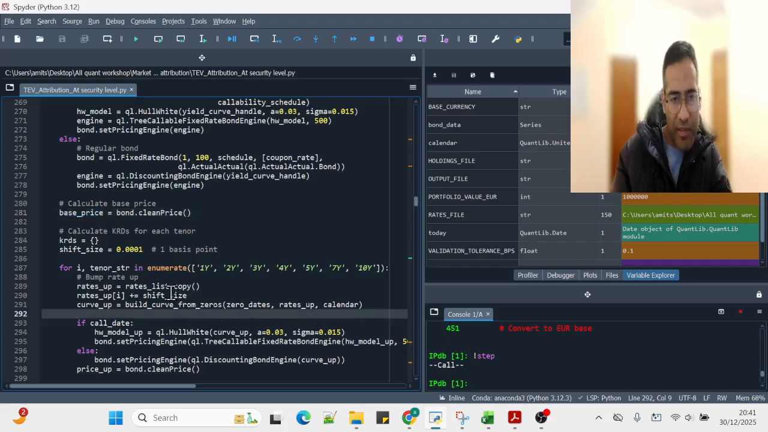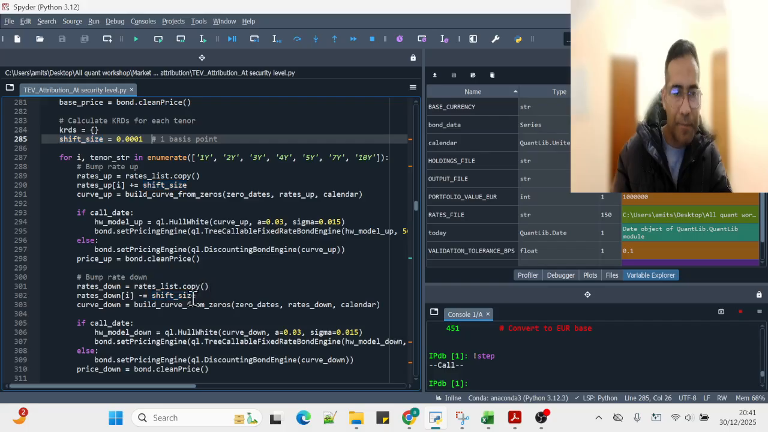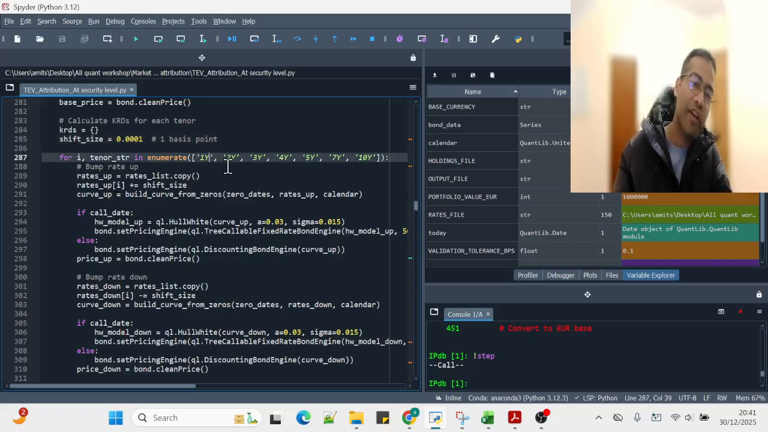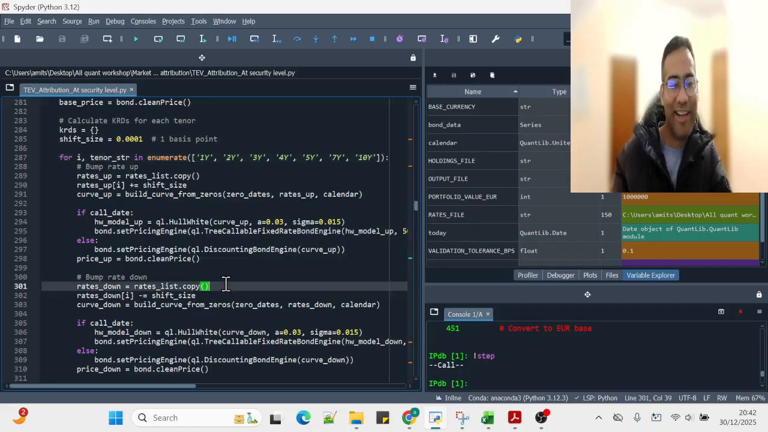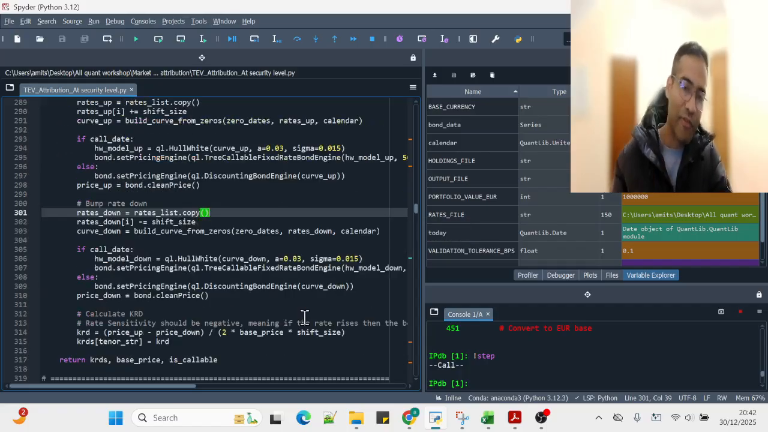The point is this is the shift size. It is one basis point. You move only that tenor. I am not moving the full curve. I am telling that this tenor is moving, and I am moving them one by one. First I will move 1 year, then 2 year, then 3 year. For each iteration I get one duration, so that will be my KRD for that tenor.